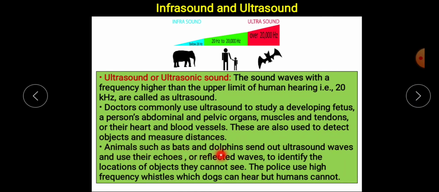Animals such as bats and dolphins send out ultrasound waves and use their echoes or reflected waves to identify the locations of objects they cannot see. The police use high-frequency whistles which dogs can hear but humans cannot. So you have to remember, animals like bats and dolphins use ultrasound, and for humans, these are used mainly for the purpose of medicine, or for medical treatments.